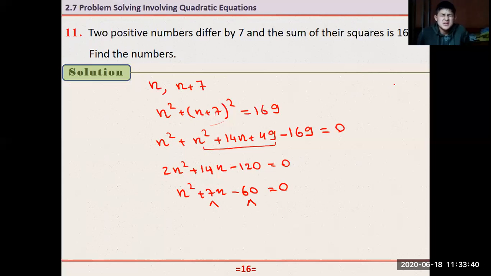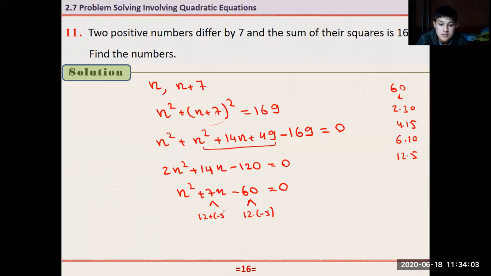2 times 30 doesn't work. 4 times 15 doesn't work. 6 times 10 doesn't work, right? And 12 times 5 works. So here we have 12 times negative 5, and here we have 12 plus negative 5. So we have (n plus 12)(n minus 5) equal to 0. From here, n is equal to negative 12 or n is equal to 5.